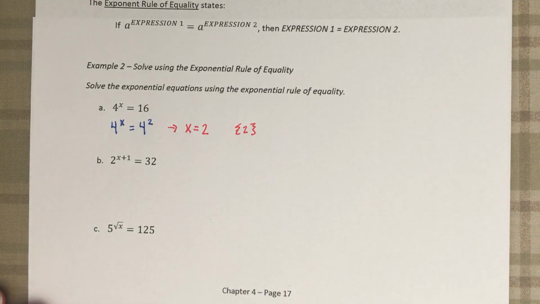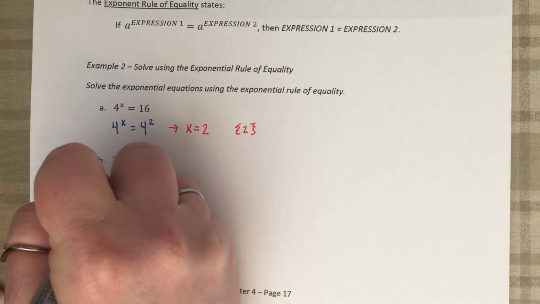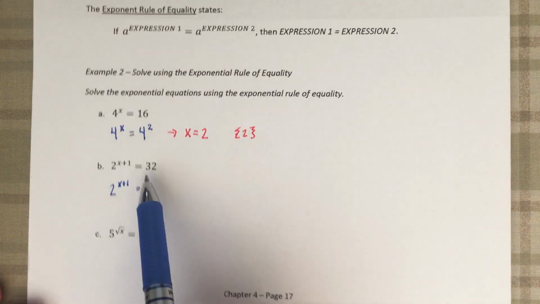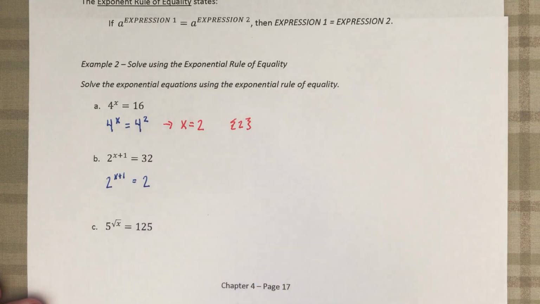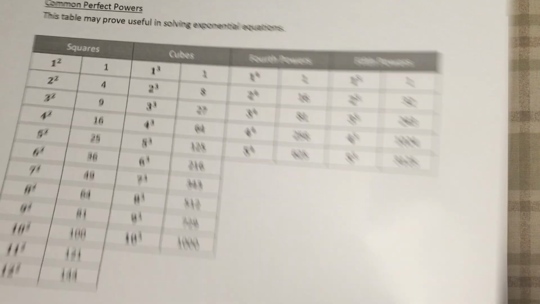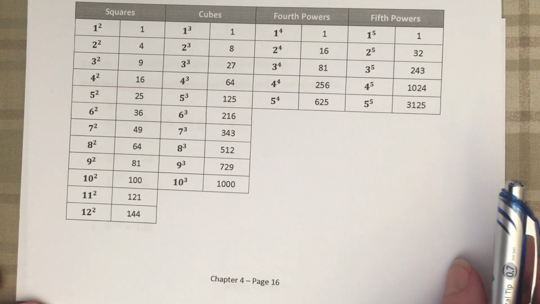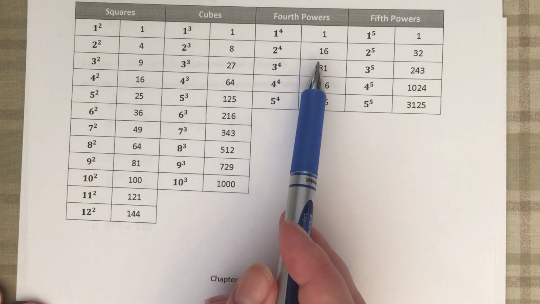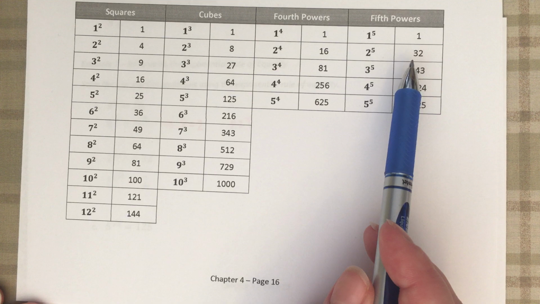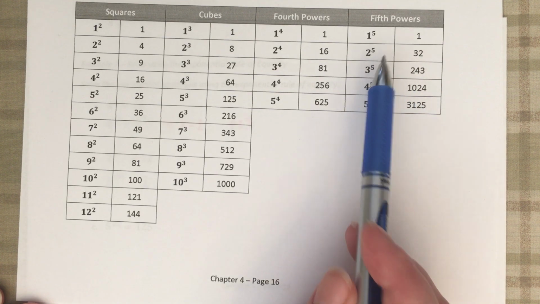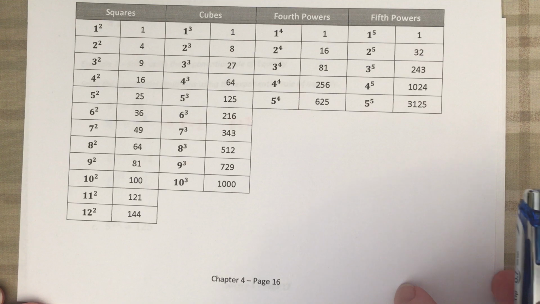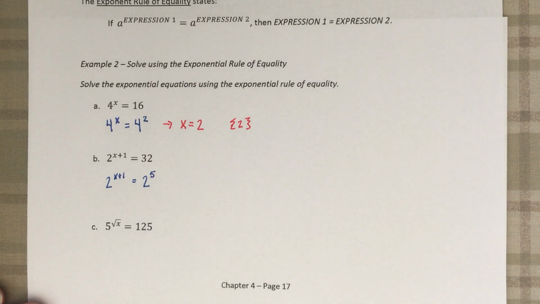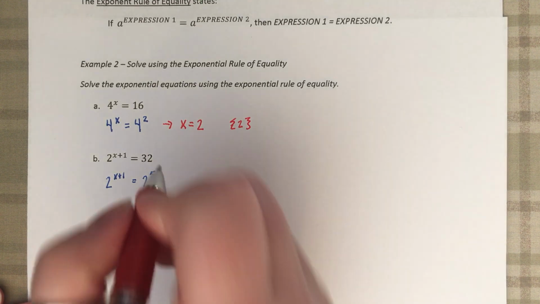All right, in example B, we're going to start by doing the same thing. We're going to have 2 to the x plus 1 equals, and we need to figure out what power of 2 is 32. That's one of the reasons that I gave you guys this handy dandy table. Looking at our powers of 2, 2 squared is 4, 2 cubed is 8, 2 to the 4th is 16, 2 to the 5th is equal to 32. So we're going to replace our 32 in our problem with this 2 to the 5th power. So 2 to the x plus 1 is now equal to 2 to the 5th.